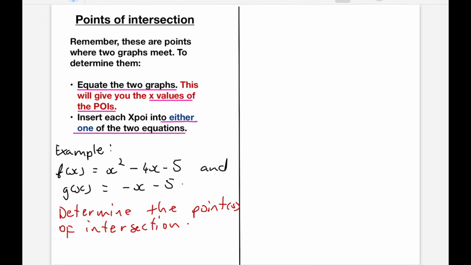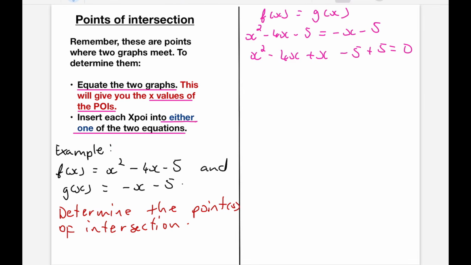For us to determine the points of intersection, like we said, we would equate the two graphs. f of x is equal to g of x. Now, f of x is x squared minus 4x minus 5, while g of x is negative x minus 5. Since this is quadratic, let's move everything to one side. So minus 4x and plus x, minus 5 and plus 5 equals 0. So now we have x squared minus 3x, and this becomes 0 is equal to 0.